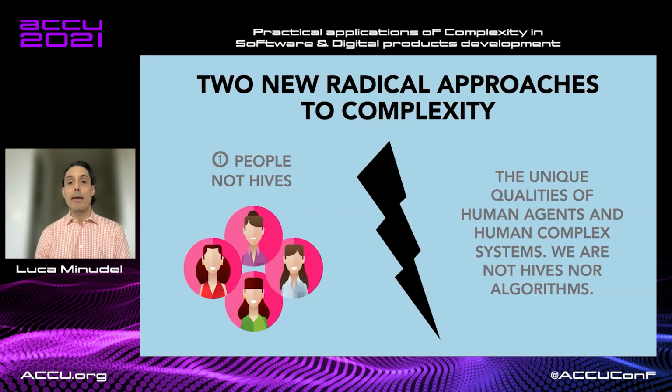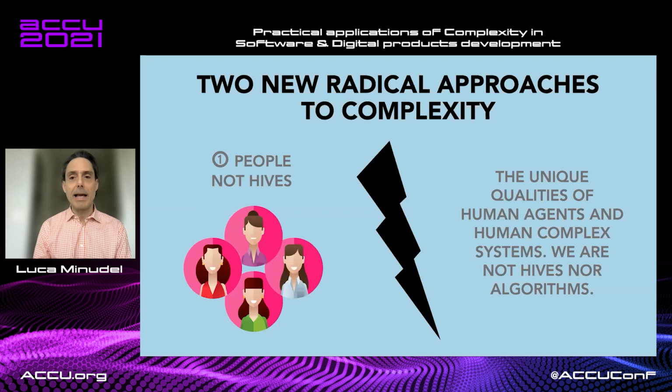After creating this list of practices that I'm going to introduce you to today, I realized that there were two really important qualities, two new radical ideas coming out of those practices. The first is the idea that we are interested in complex systems that are human, and humans as agents of a complex system have some unique qualities.